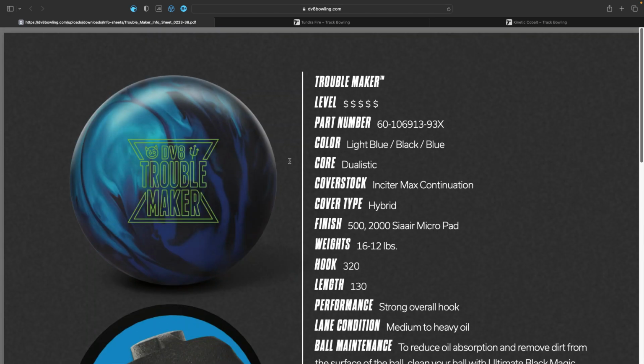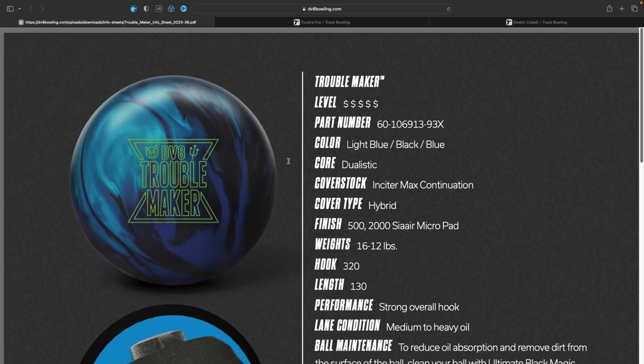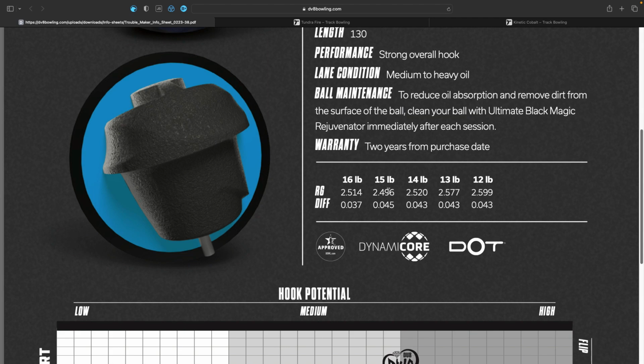First off, love the color scheme. I love the two-tone blue and black look. It looks so clean. But let's talk about the actual specs of the ball. The core is the Dualistic core with Insider Max Continuation as its cover, and it's the hybrid version of that formula. Finished at 500-2000.